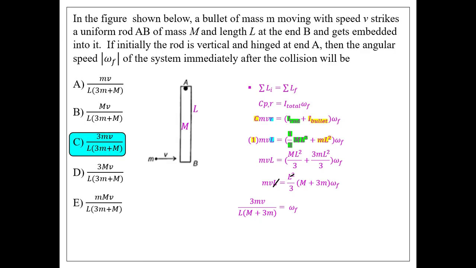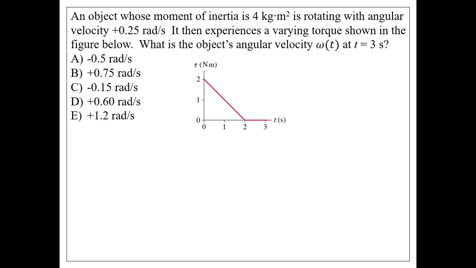Okay. All right, let's do the last one of this particular video. Here, you're given a torque versus time function, and it says that the moment of inertia of some object is 4 kilogram meters squared, and it's already moving at a velocity of plus 0.25 rad per second. So the angular velocity is given, and it experienced some sort of varying torque. Okay, so the torque initially is 2, and then at some point at times equal to 2 seconds, the torque disappeared. The torque approaches 0. All right.